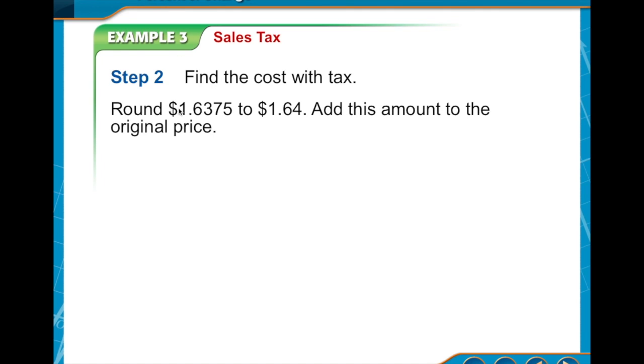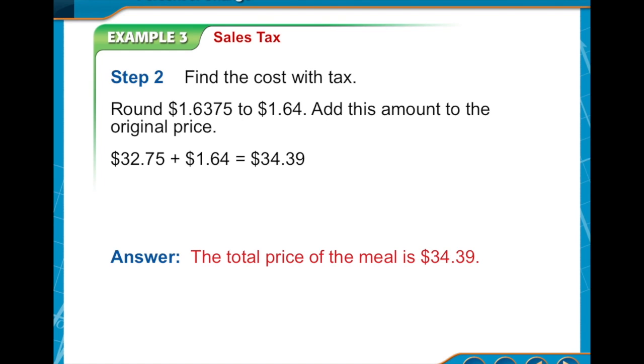So we round that up to 1.64, and we add that to the original price. So $32.75 plus 1.64 gives us $34.39. So our answer for this one using sales tax is an increase, $34.39. That's the total price of this meal.